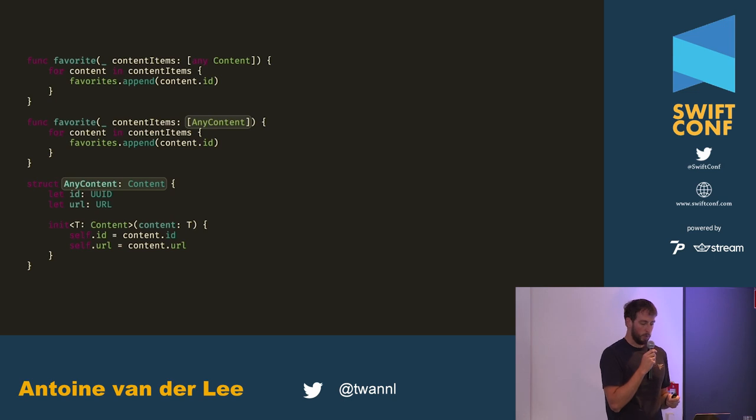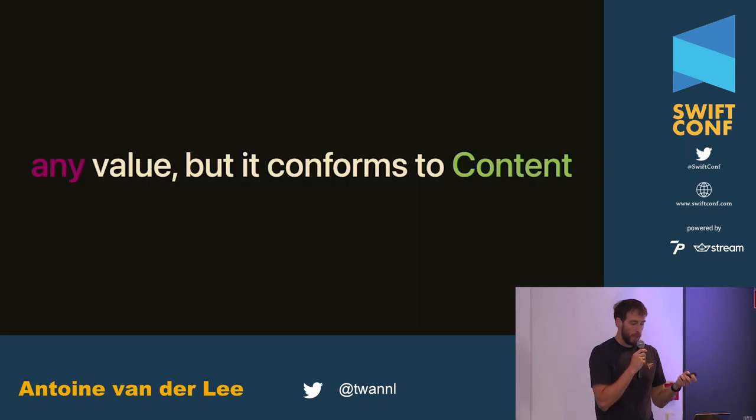And what we basically do here is it's type erasure, right? We create an outer AnyContent that conforms to the protocol, and it's initialized from an inner content type. But in the end, we only know that it's AnyContent, and we have no idea what kind of content is inside, because we lost that type relationship. Hopefully that clicks a bit more. So we have any value, and we know it's at least that it conforms to content.